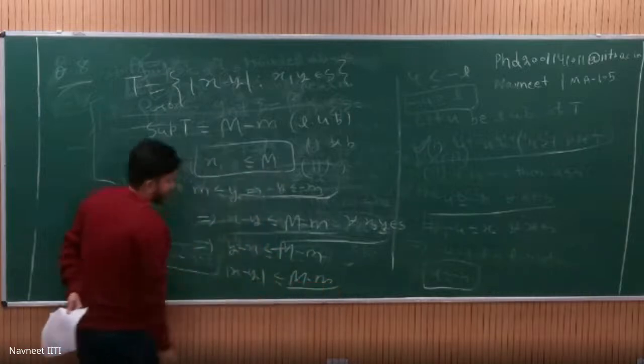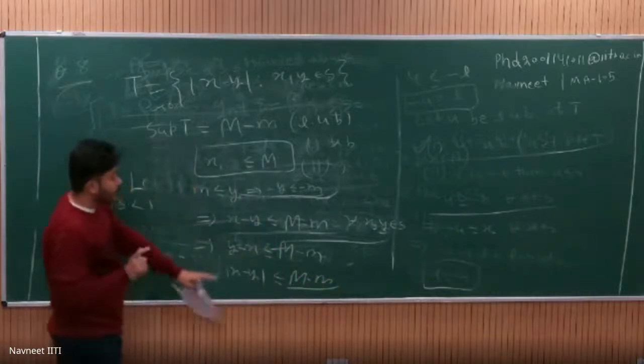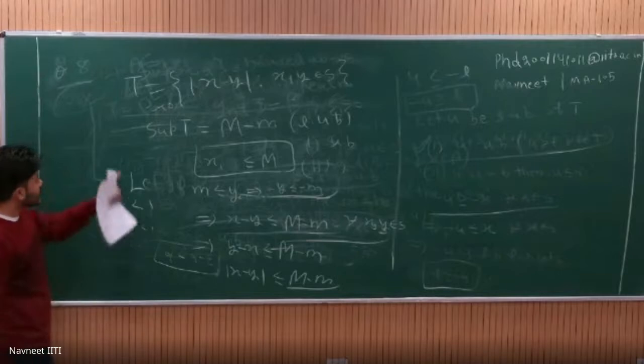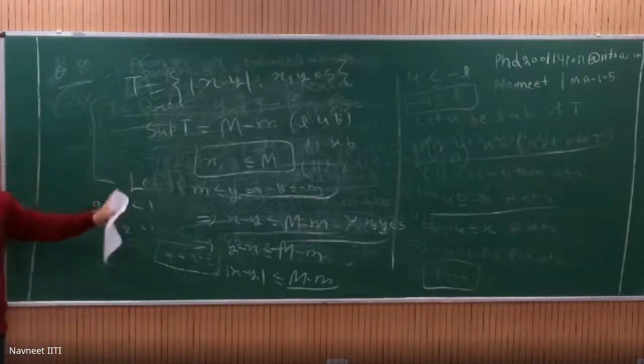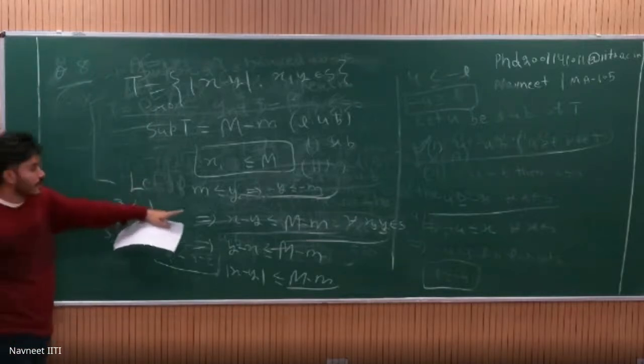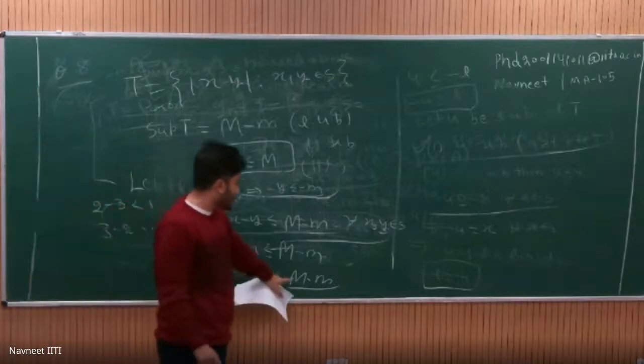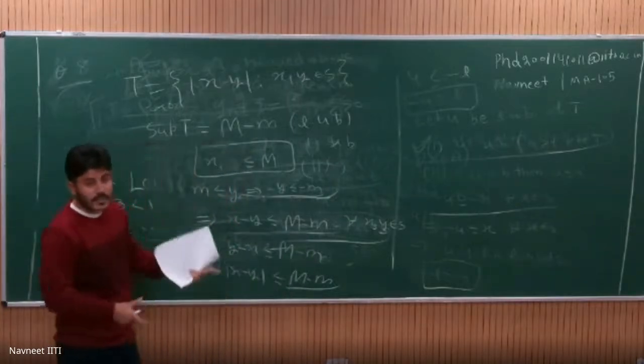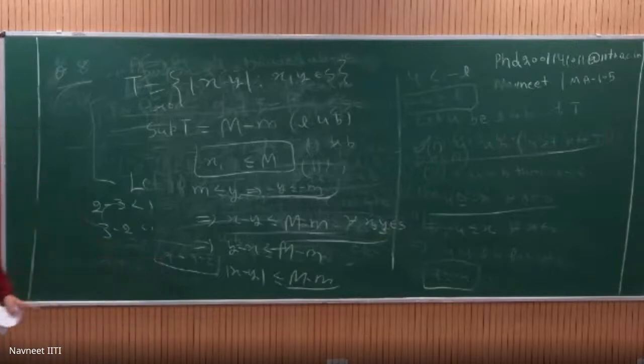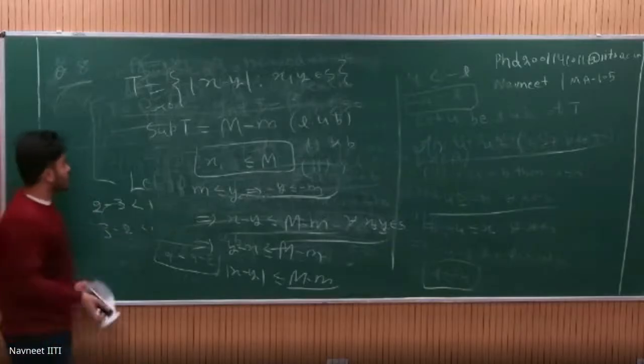And this means what? M minus m is an upper bound for the set T. Till now we have proved just that this is an upper bound. Now another thing is required to be proved, it should be the least upper bound. This point is clear or not? Yes, sir.